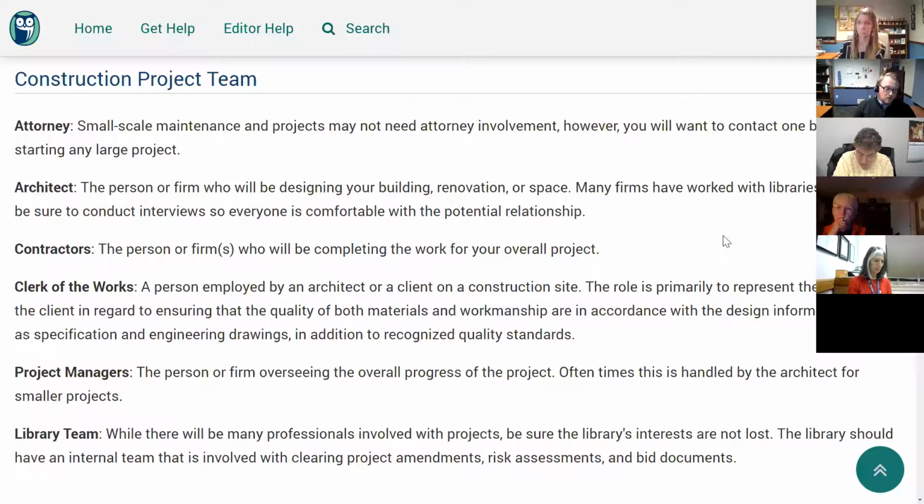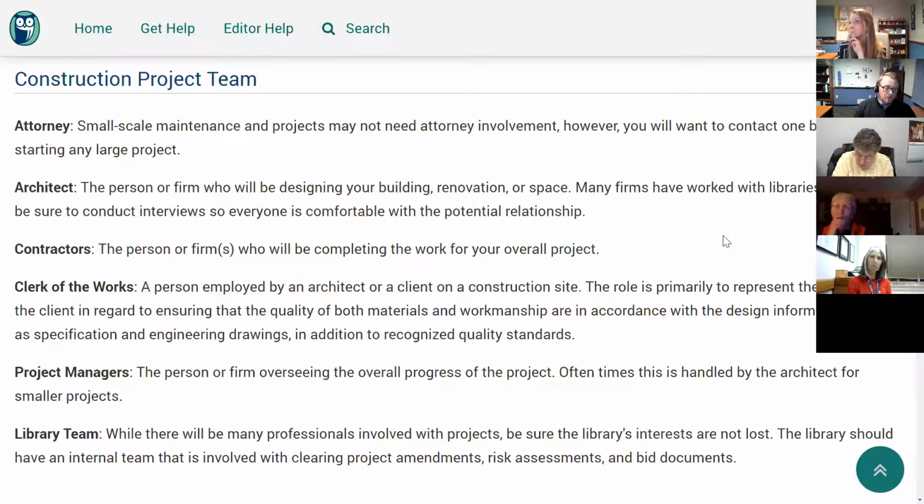And that's another plug for project managers. So these are the person, the firm, overseeing the overall process of the project. This can be handled by the architect for smaller projects. Another question that you're probably going to want to ask them when you interview them. But I've seen libraries who have a board member serve as the project manager, or maybe even the director, depending on the scope of the project.